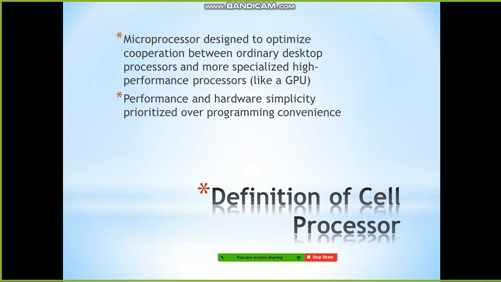Definition of Cell processor: a microprocessor designed to optimize cooperation between an ordinary desktop processor and a more specialized high performance processor like a GPU. Performance and hardware simplicity are prioritized over programming convenience.